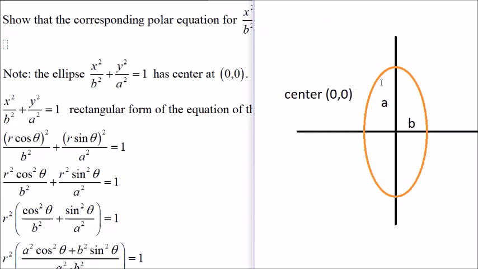And recall that for this ellipse right here, the center is at 0, 0, and so the focus is right here, and then we have another focus right here, and then the distance from here to here is a, and the distance from here to here is b, with the center at 0, 0. And so we want to find the corresponding polar equation for this ellipse. And so we have an ellipse that's elongated vertically.